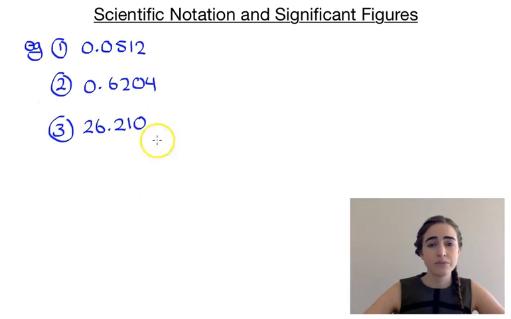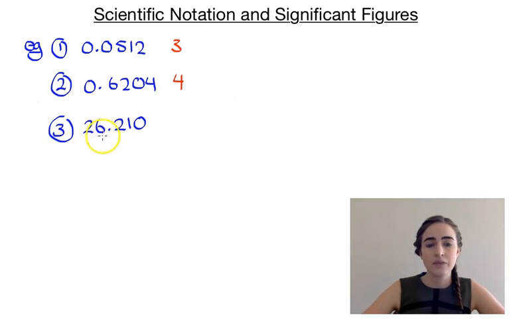Let's have a look at a few examples, and I just want to figure out how many significant figures are in each of those numbers. So in this first one, we've got 0.0512. We start counting our significant figures at the first non-zero number, so that's that 5 there. And then we've got 3 numbers there, so we've got 3 significant figures. This next one, again, we start counting here. Everything that's not a zero is significant. And that zero in there, because it's in amongst other numbers, it's significant as well. So we start counting here, and we've got four significant figures in that one.